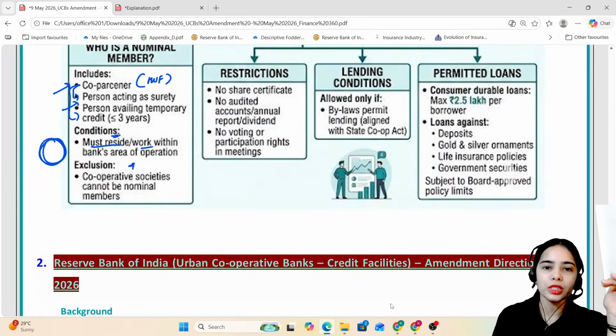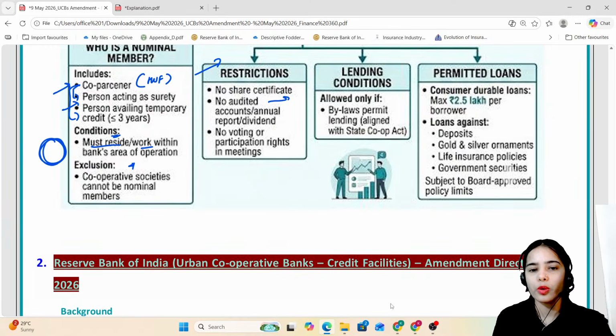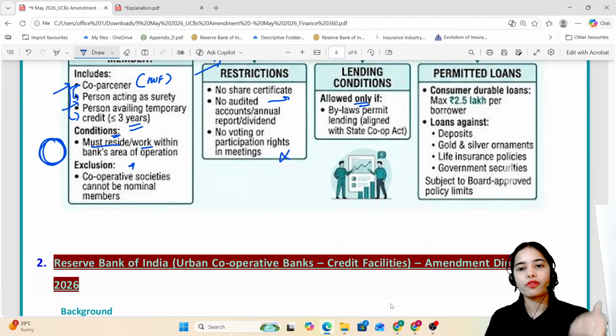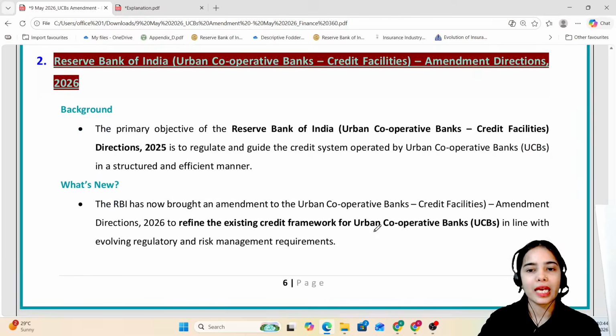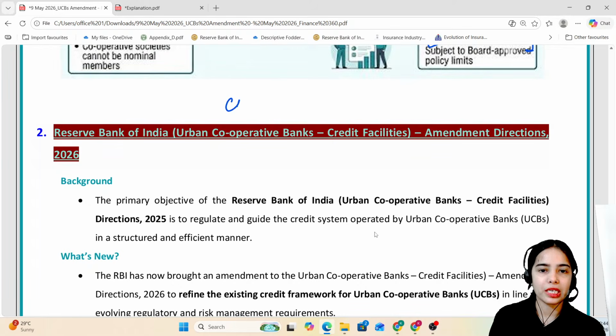Restrictions: nominal members do not get any share certificate, audited accounts and such. They do not have any voting rights either. Lending conditions: they can get the loan but up to 3 years only, and only if the UCBs' bylaws permit giving such loans to nominal members. Permitted loans: consumer durables up to the limit of 2.5 lakh per borrower, and loans against the other instruments are also allowed. Now the first direction regarding concentration risk management is completed.